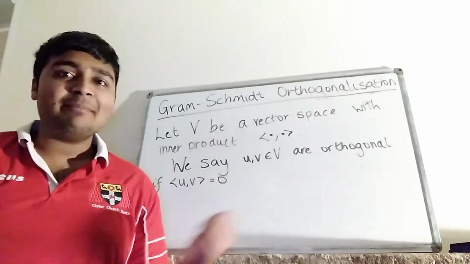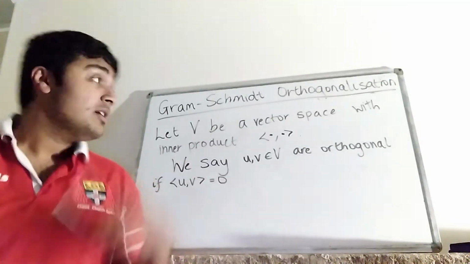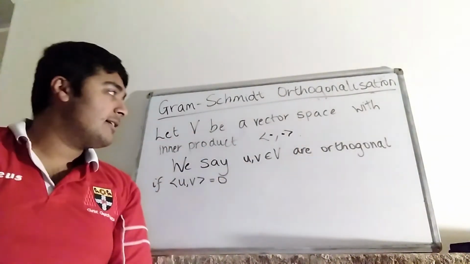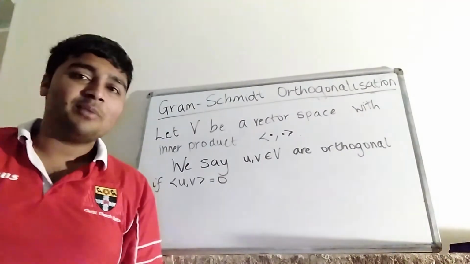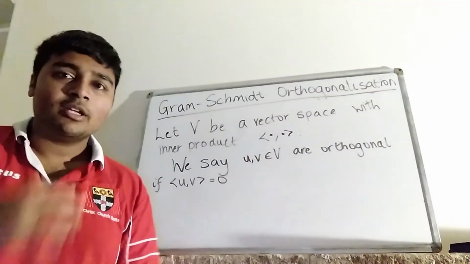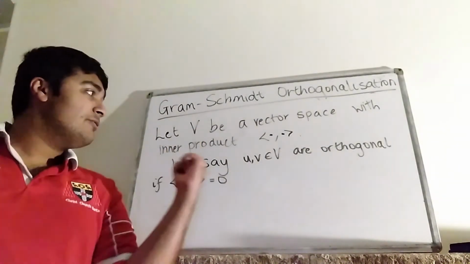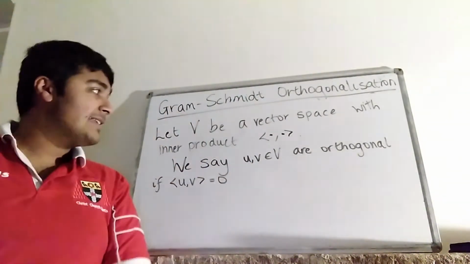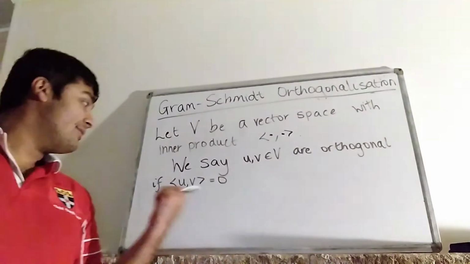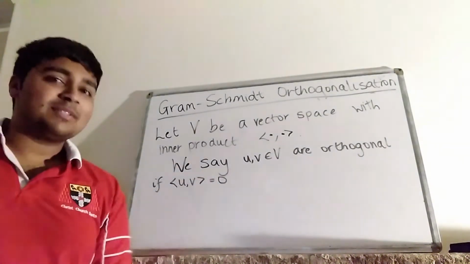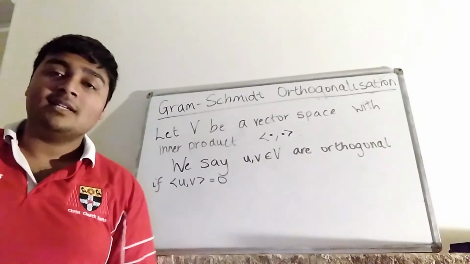Okay, so firstly, let me define what I mean by orthogonal. Suppose we have a vector space V equipped with the inner product, this guy here. Now, in part 1, I described what the inner product was, so if you've not seen that, go and check that out. Again, a link in the description below for that. We say u and v, where u and v are elements in capital V, are orthogonal if <u, v> equals 0.